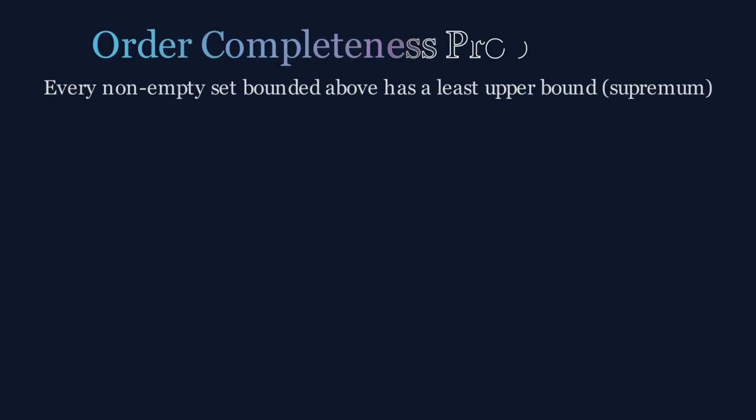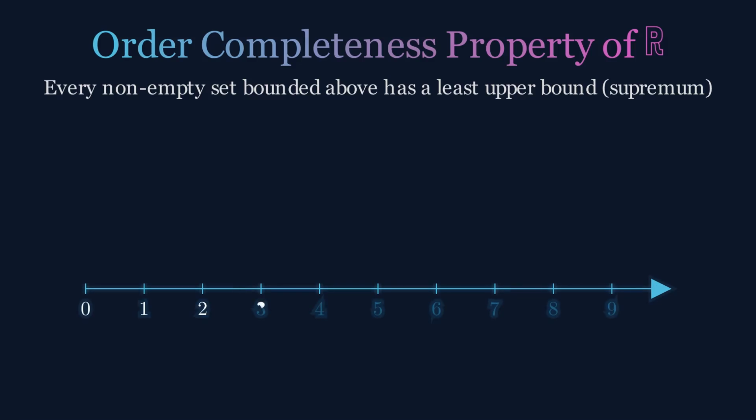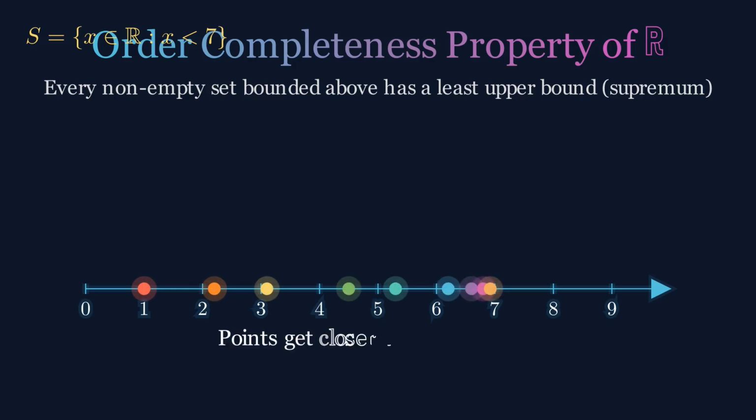The order completeness axiom states that every non-empty subset of real numbers that is bounded above must have a supremum or a least upper bound in R. This foundational property acts as the mathematical glue that fills all the infinitesimal gaps present in the rational number system, ensuring that the real number line is a continuous, unbroken continuum. Without this axiom, calculus and mathematical analysis would entirely collapse.